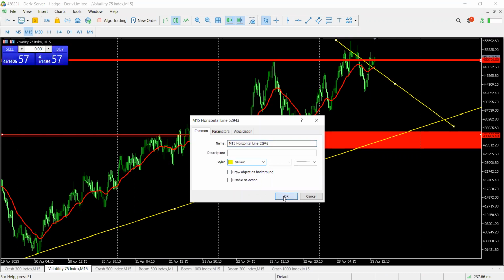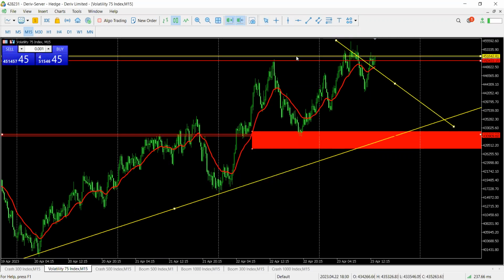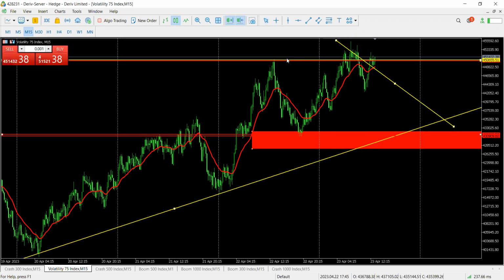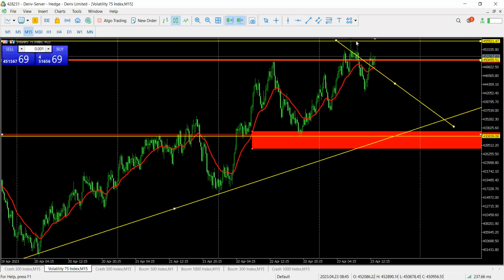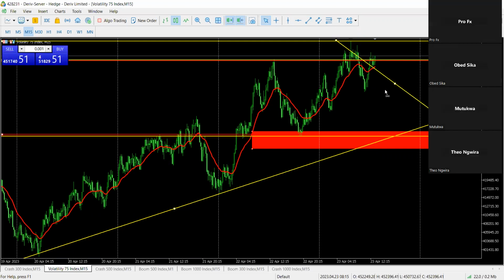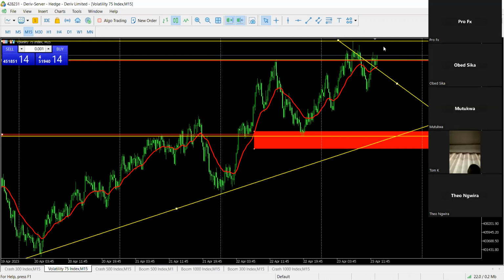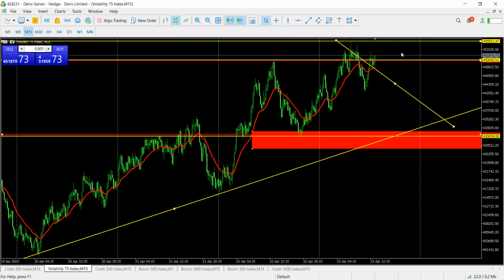Let me just put it. So if you see now, this is our previous high, and this is our previous low. Then the market has broken this high, and it has made this high now. So what we expect now is the market to break this high at 45.5221. So the market should break this high. 45.52 should be broken, and this is our entry.